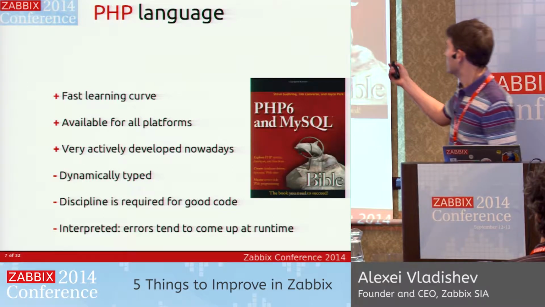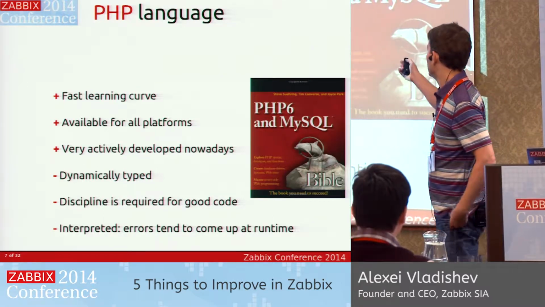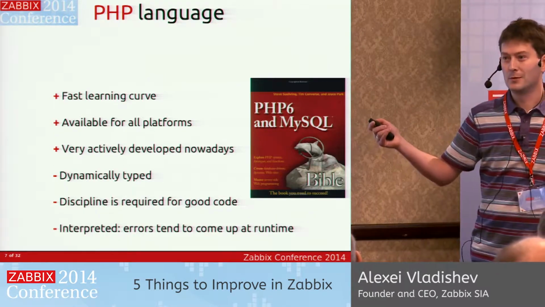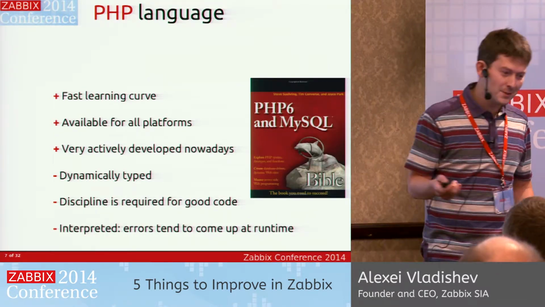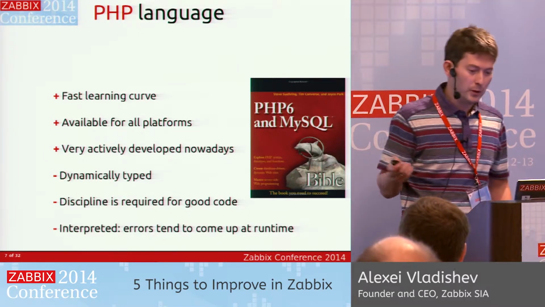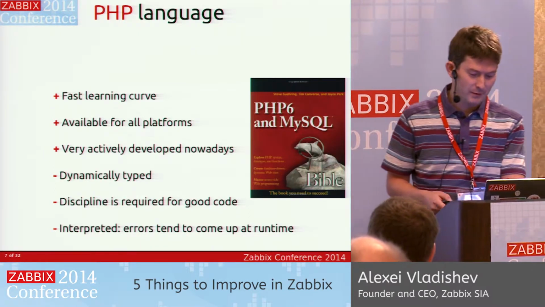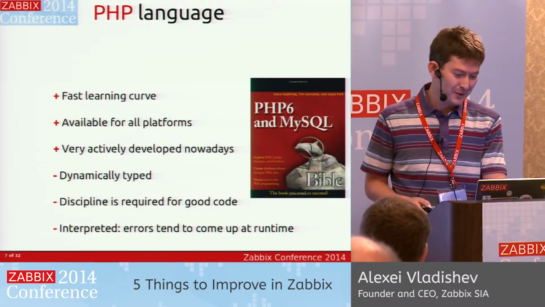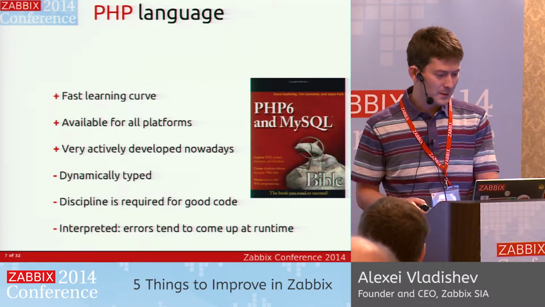And there are some books. This is a book written in 2009. It's about PHP 6, but there is no PHP 6. There is still PHP 5.6, and the next PHP version will be PHP 7. But you may buy this book and read about PHP 6, which will never exist.